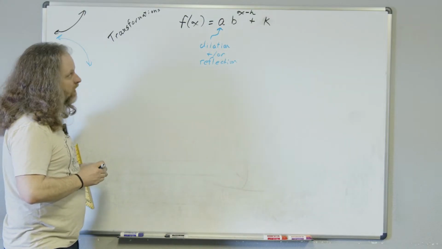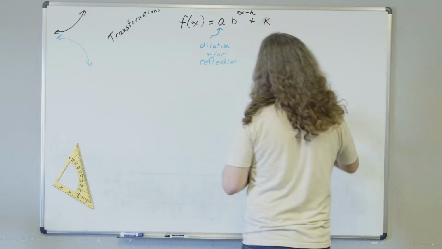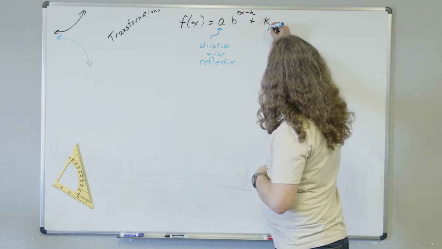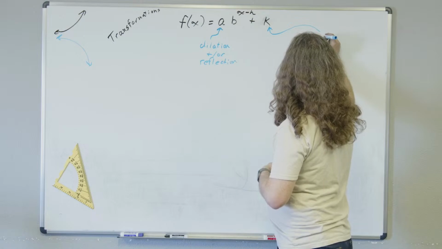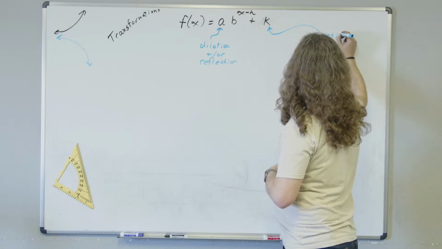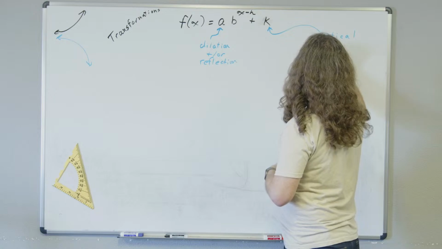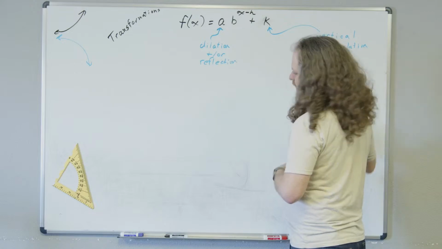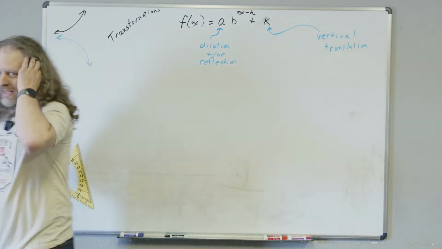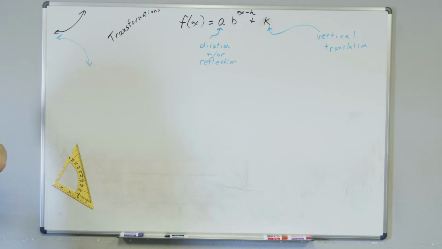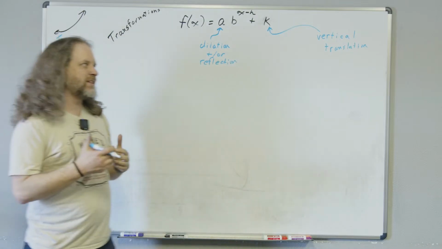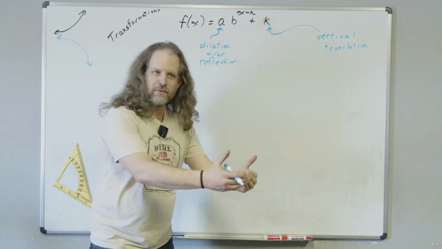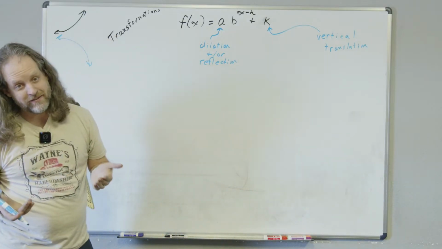Okay. Now, the K is a vertical translation. Okay, so what does the word translate mean in this context? It's a little trickier. No, not Spanish to English. So translation in this context is a movement from one place to another. Vertical is what? Up and down.